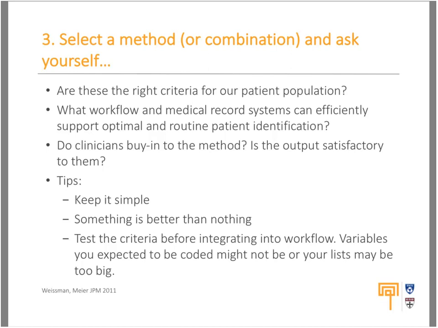So moving on to the next step in this, which is putting your nickel down, basically. So selecting a method or a combination of methods, and then asking yourself a particular set of questions. Looking at your patient population and also the clinicians in the space where you're working, you want to be asking, is this the right criteria for this patient population? And then, once you say, yeah, I think I've got something that will work for this population, then it's time to start looking at workflow.